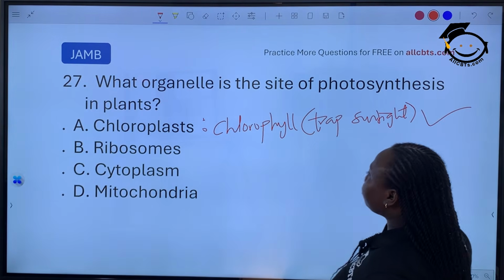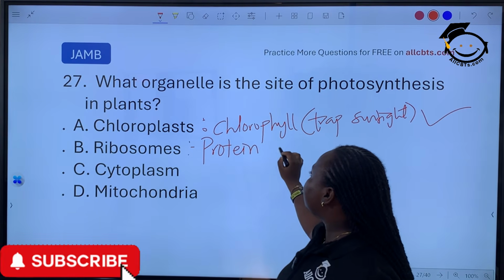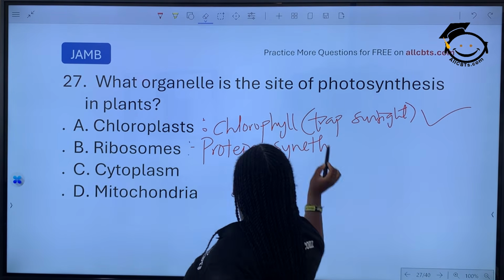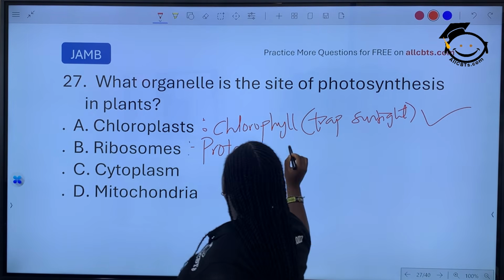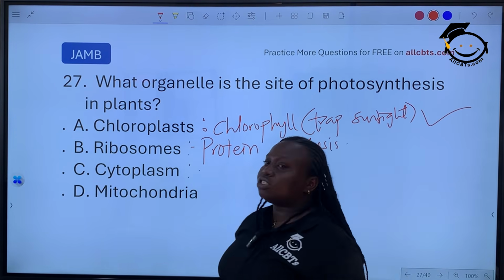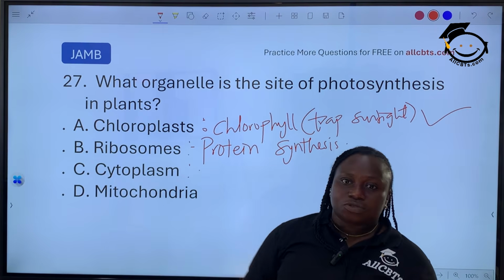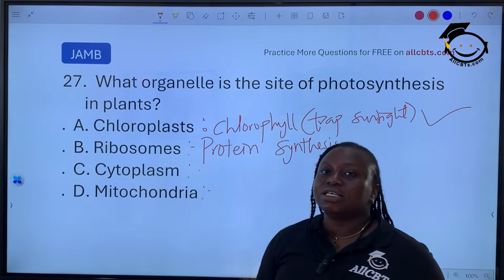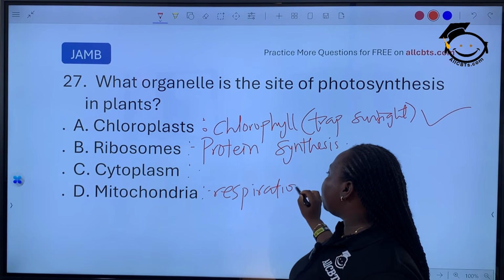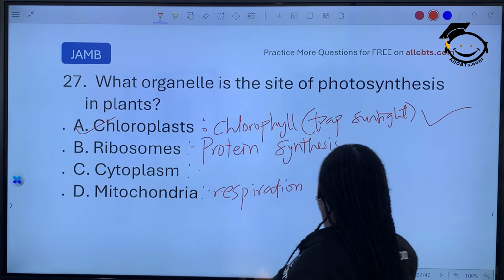chloroplasts. Now, ribosome is just where protein is synthesized. Cytoplasm, this is the liquid part of the cell where other organelles are situated. Mitochondria is for respiration and it's also called the powerhouse of the cell. So our answer here is A, chloroplast.